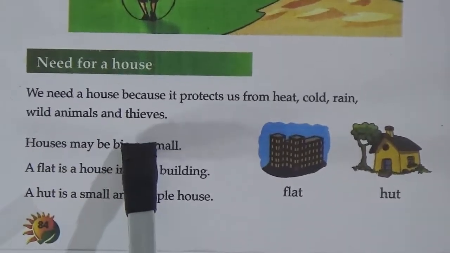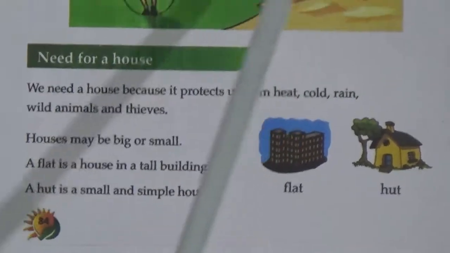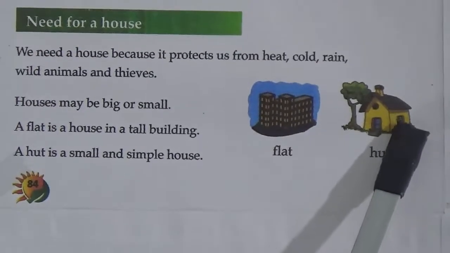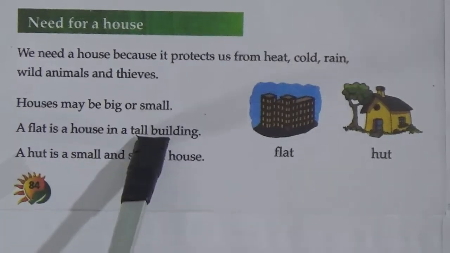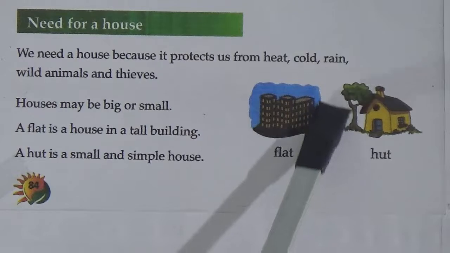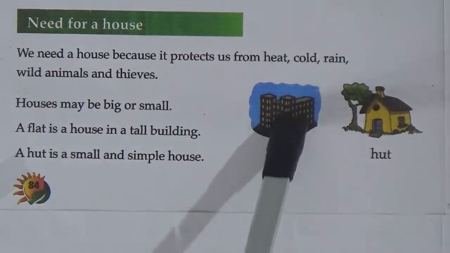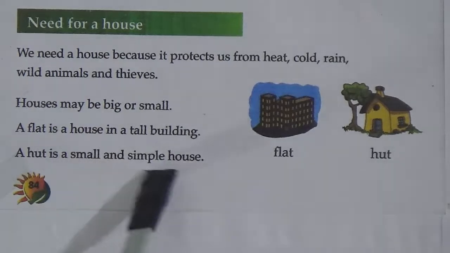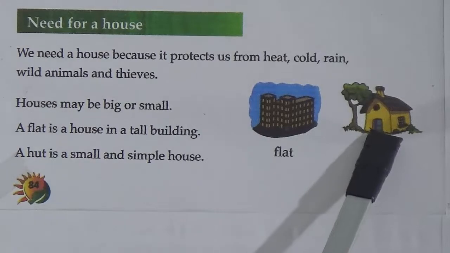A house may be big or small. Look at this house. This is a big house, and look at this hut. This is a small house. A flat is a house in a tall building. See, this is the tall building, and in this building the small portions are divided as flats. A hut is a small and simple house. This is a hut's picture.